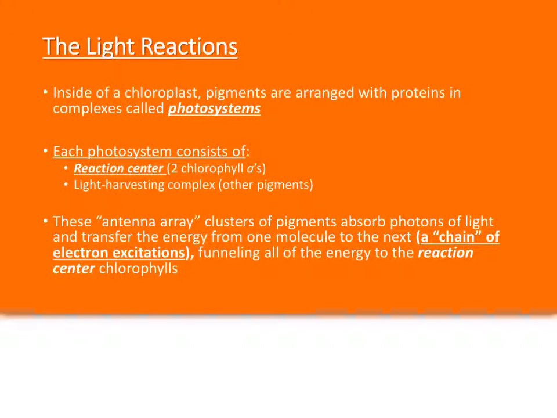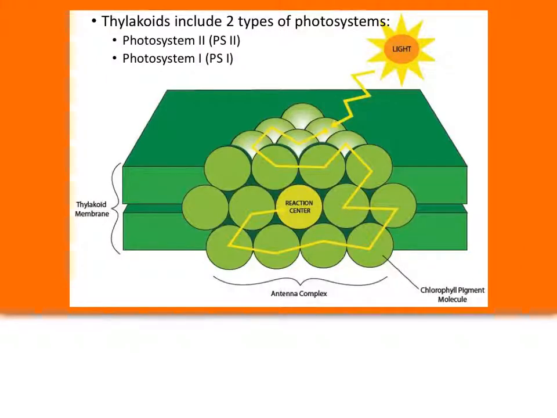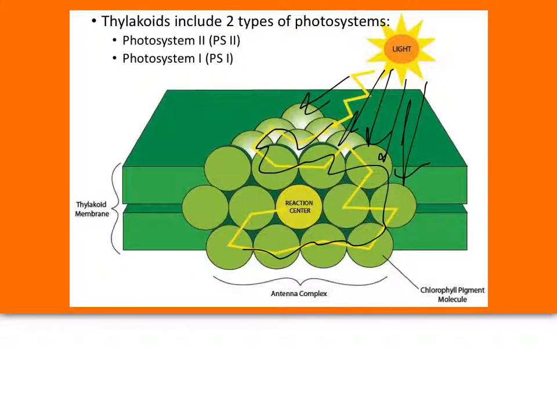All of these pigments, sometimes referred to as an antenna array, can absorb photons of light from the sun, and then they transfer that energy from one molecule to the next until they funnel all of that energy into the reaction center. So here's what this looks like. You've got sunlight that can be absorbed by any of these chlorophyll molecules. Then it bounces around from one to the next until all that energy gets passed to the reaction center.